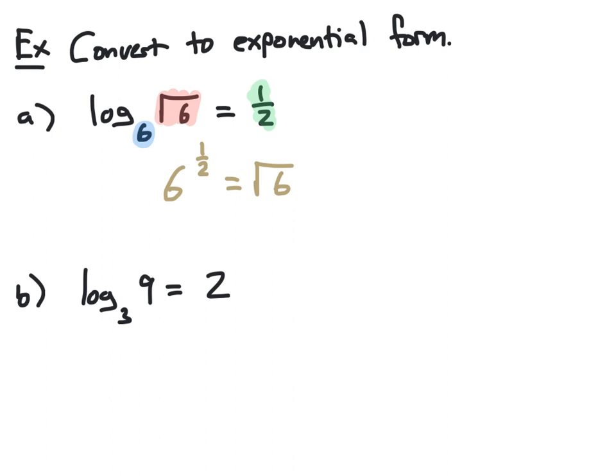For part B, we have the log base 3 of 9 equals 2. In this form, we have a base of 3. We're taking the logarithm of the number 9, and the logarithm is equal to the number 2. And so converting to exponential form, we take our base 3, raise it to the value of the log, which is 2, and that's going to equal the value we're taking the logarithm of, which is 9. So log base 3 of 9 equals 2 in exponential form is 3 squared equals 9.